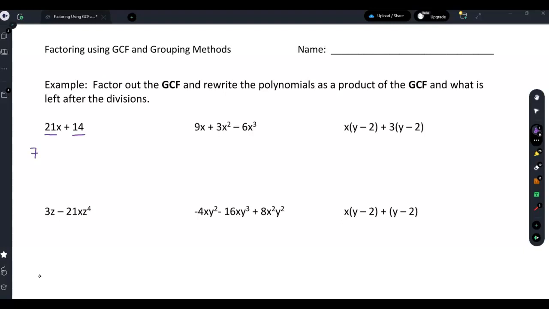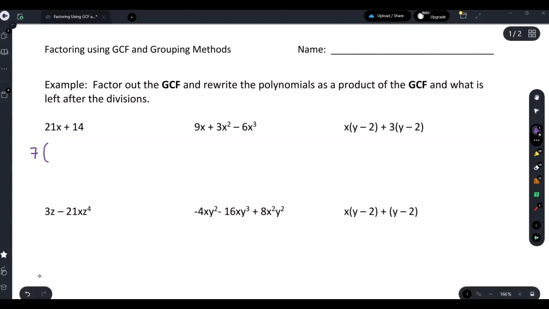And then you look at the variables as well and see if they have anything in common. In this case, my first term has an x, but my second does not. So there is no variable term in my GCF. So our GCF is 7, and we'll write our GCF out front. And then in parentheses, we will write what's left when we take out that GCF. Often we say that we're taking it out or factoring out, but really what we mean is we're dividing it. So we would take each term and divide it by that GCF.